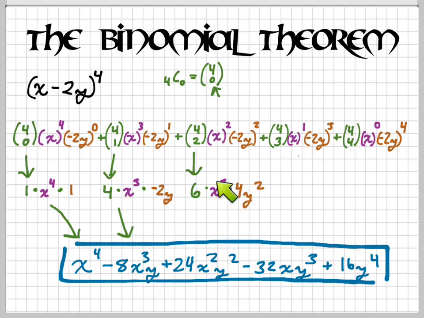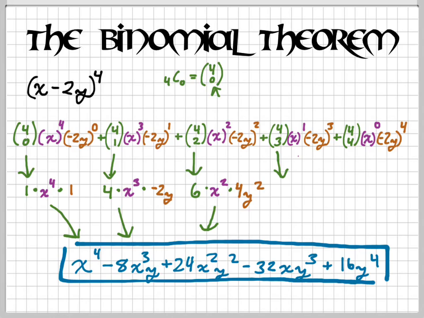And then x squared, that one's obvious. And then this one, negative 2y raised to the second power. That's negative 2 times negative 2. Negative times negative is a positive. Because that's an even exponent, it's helpful to know that you're going to get a positive number here. Then you have y squared. And then when you multiply those together, you get 24, positive 24, x squared, y squared.